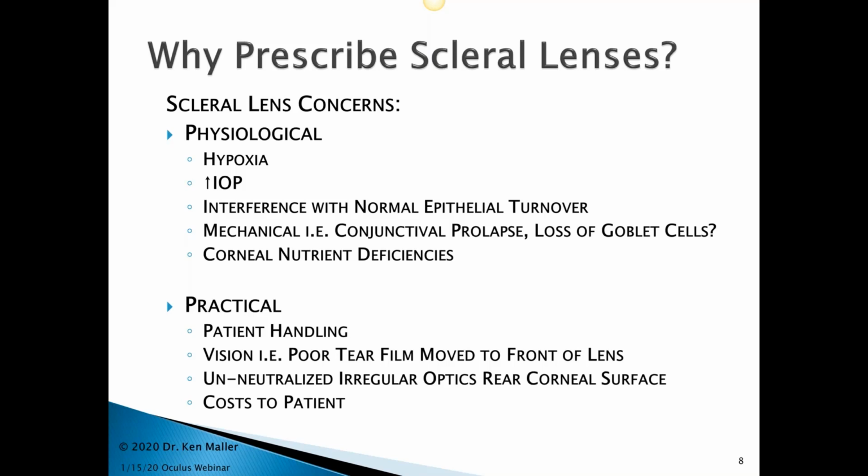And then lastly, the cost to the patient. These are more costly devices, and so that is a concern for the patients as well.